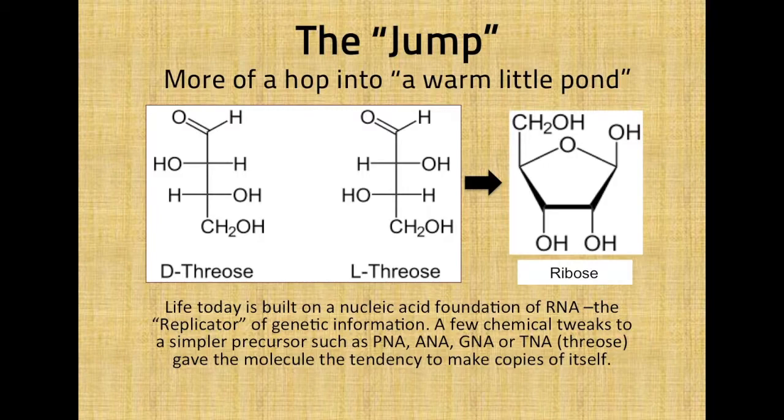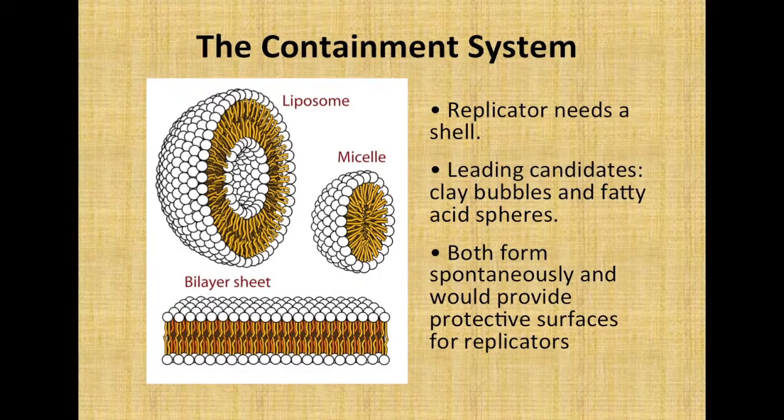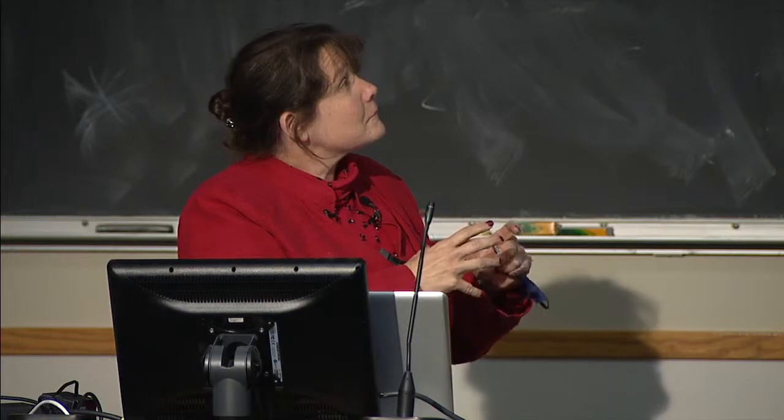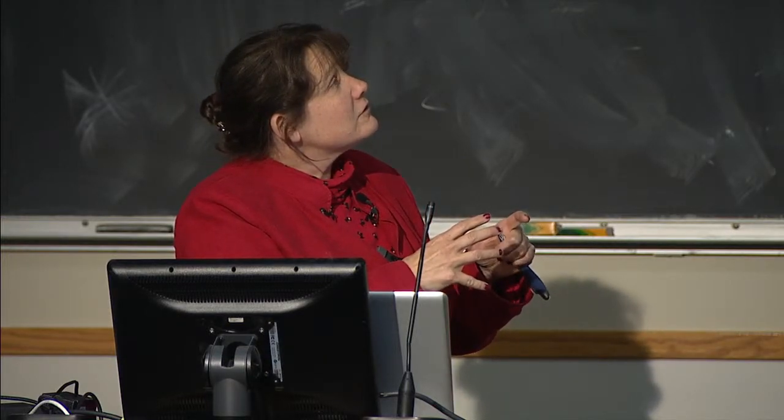And once it began making copies, it continued making copies. It just turns right over, and you get more copies, and they start interacting with other things in the pond, such as bubbles. This is a liposome. It's a fatty acid bubble that forms spontaneously. We could do it right here. It forms naturally. There are also clay bubbles that form naturally, and those are another possibility for what contained this replicating element of the system.